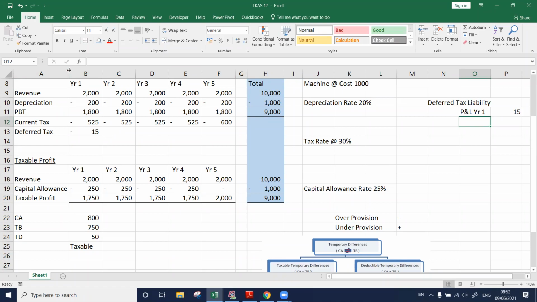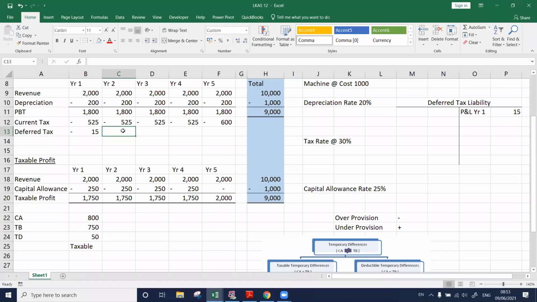Now if we look at the balance sheet in year 1, what does it show? We may have an amount worth 15 under our liabilities. It shows a deferred tax liability of 15 at the end of year 1.